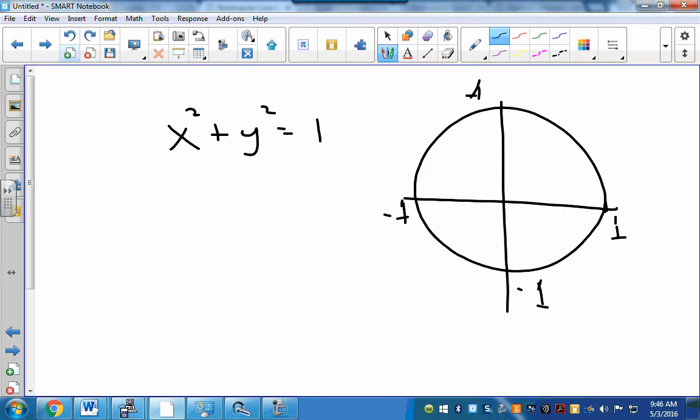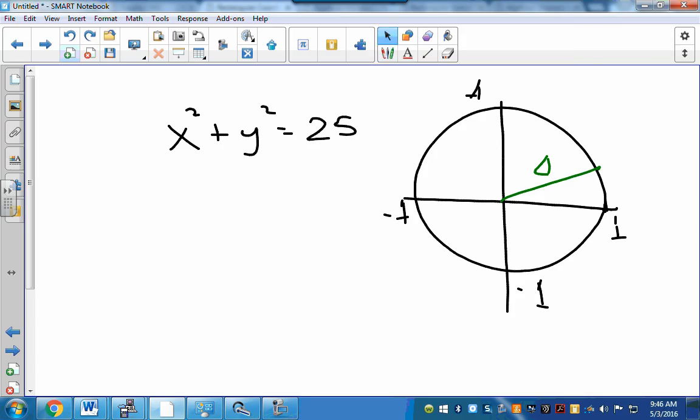Let me bump this up a little bit. Instead of a unit circle of radius 1, let's change this to a circle of radius 5. So this now becomes x squared plus y squared equals 25, and now the radius is 5.